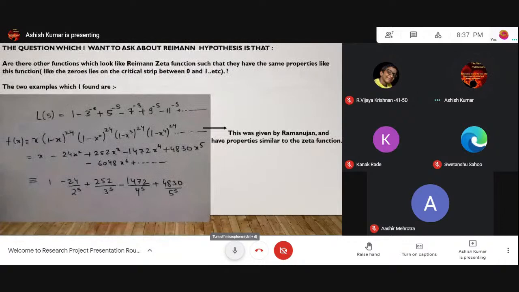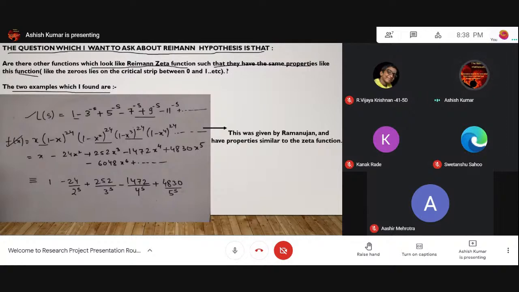Okay, sir. So this is the last slide. The question which I wanted to ask about the Riemann hypothesis is: are there any functions which look like the Riemann zeta function, such that they have the same properties, like the zeros lie on the critical strip between 0 and 1? The two examples which I found are this L function, which is 1 minus 3 to the power minus s plus 5 raised to the power minus s and so on. This function was studied by Ramanujan and is believed to have similar properties to the Riemann zeta function.